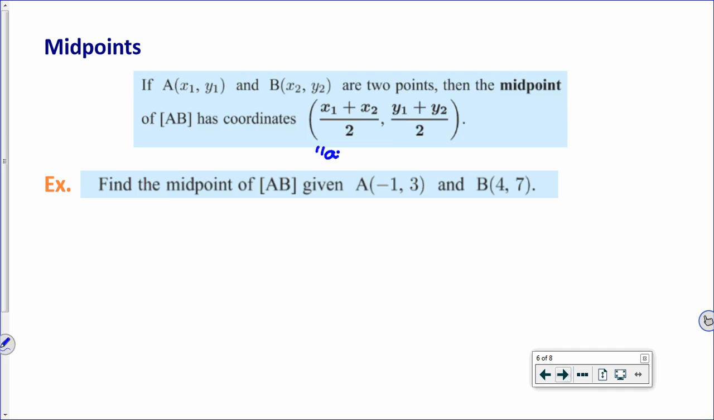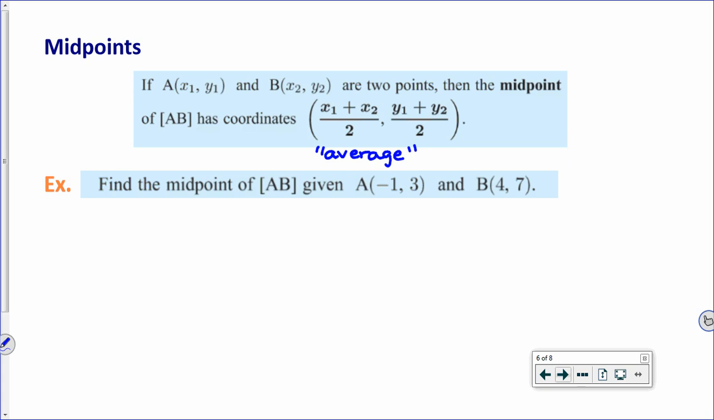When I say average, I'm talking about adding them together and dividing by 2. It's like the average x and y. That's how you get a midpoint. So you'll add together the two x coordinates and divide by 2, add together the two y coordinates and divide by 2, and you'll have your midpoint coordinates.